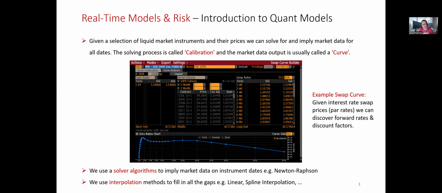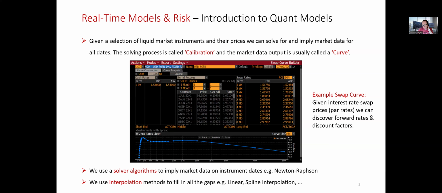The solving process is called calibration, and the market data output is usually called a curve. So what we're doing is we're looking at swaps that are liquid, and by liquid I mean these are swap transactions that are actively trading. We're not interested in taking market data that's stale, where there's nobody trading the instrument. So we want to select liquid instruments, and given those prices and those instruments, we're going to reverse engineer things and solve for the market data that was used to produce those prices.